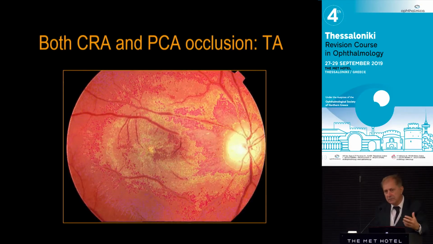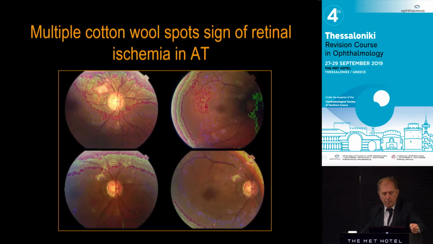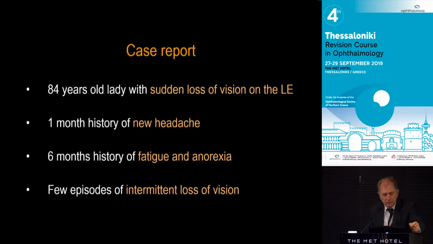And you can have both systems affected, so central artery and posterior ciliary arteries. And in one patient, it was interesting that one eye was affected with ciliary artery occlusions, and the other one with central artery occlusion in the same patient. And if you see multiple cotton wool spots, that tells you that it's a retinal ischemia, and you should suspect temporal arteritis. But you may have cases that will surprise you, and this one is this kind of case. This lady was 84, and she told us that she actually lost vision in the left eye quite suddenly.